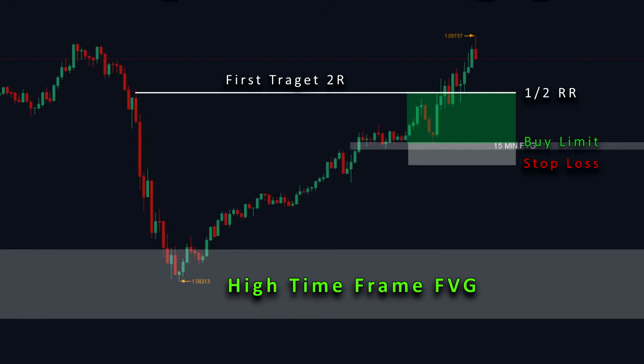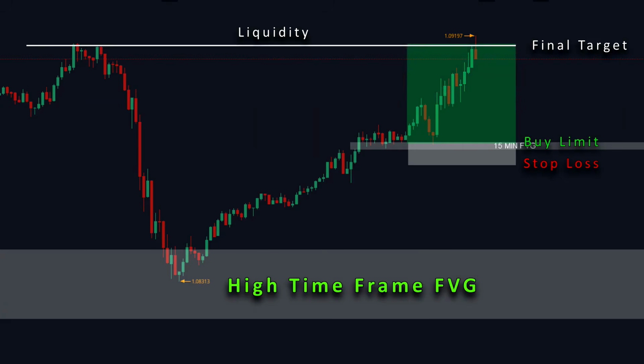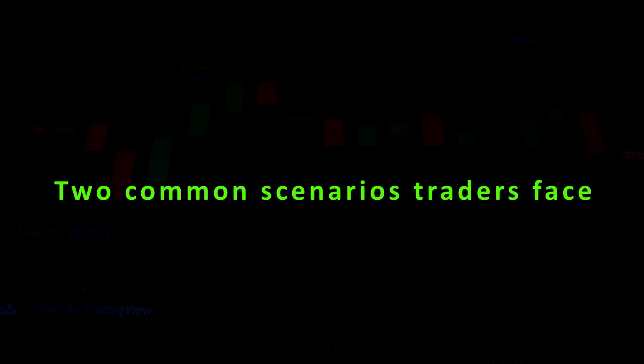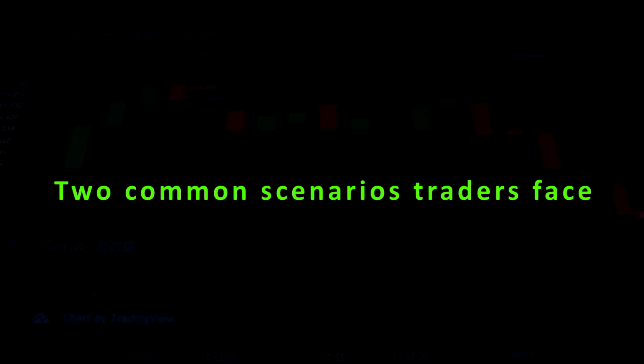For risk management, we secure our first target at a 1-to-2 risk-to-reward ratio, where we close half the position and move the trade to break even. The next target is the first significant level ahead on the higher time frame, which acts as our final exit point. Before diving into real chart examples, let's go over two common scenarios traders face and how to manage them.